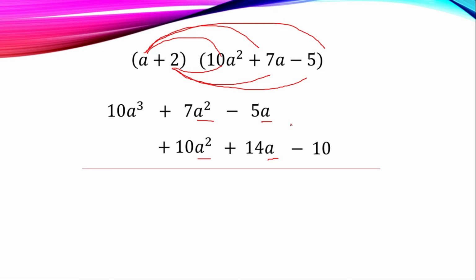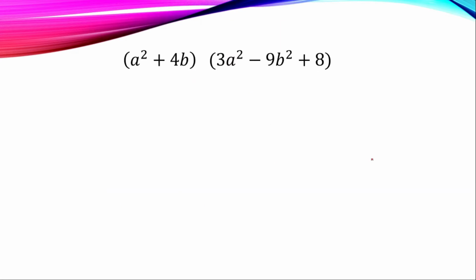So let's proceed now to addition. So bring down 10a cubed. Then proceed to the next. We have 7a squared plus 10a squared, that's 17a squared. Then let's proceed to the next. Negative 5a plus 14a, that's equal to 9a. Positive 9a. Then bring down negative 10, and that's now your final answer.